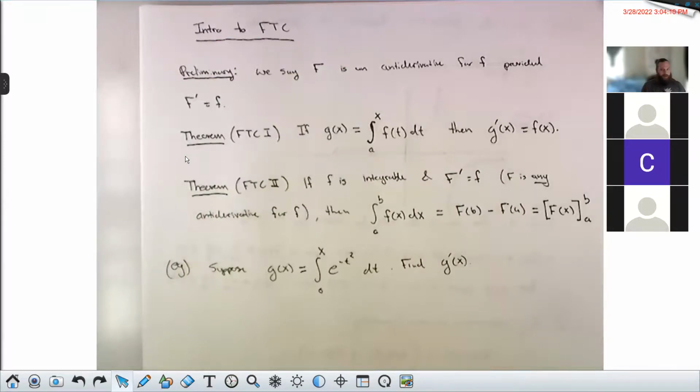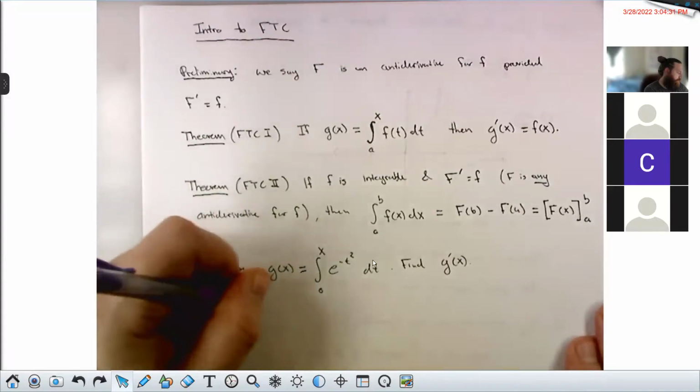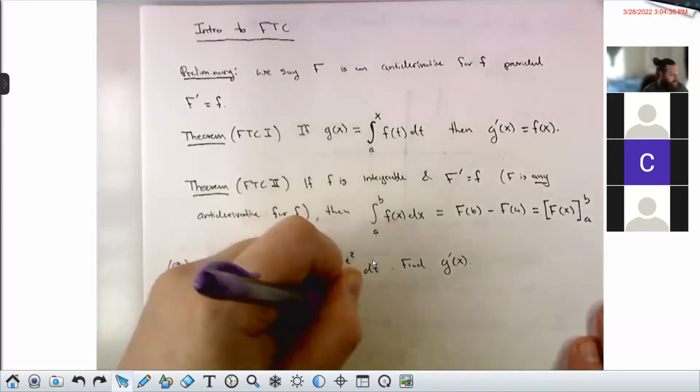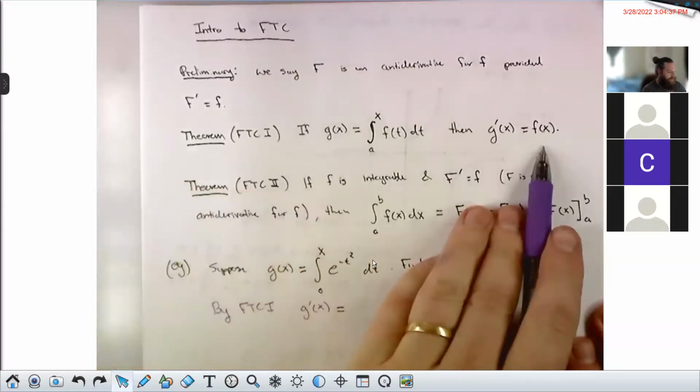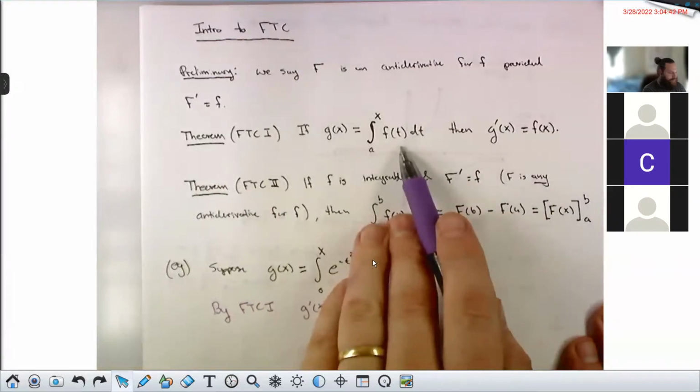Suppose g of x is defined to be the integral from 0 to x. So here's your variable, 0 to x, of e to the negative t squared dt. Find g prime. This is kind of blindingly simple. By FTC1, g prime of x is what you get, right? What is it supposed to be? It's supposed to be little f of x, where little f of t is the thing inside the integral.